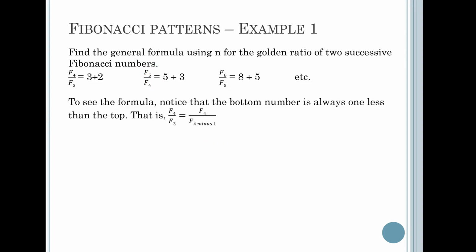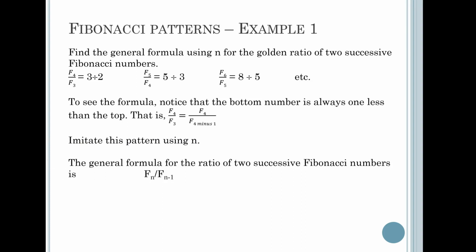So notice that the bottom number is always 1 less than the top number, right? So pause the video for a second and think, if I let this top one be N, what would the bottom one be? You might want to write it down. Write down your guess, and imitate it using N. Here we go. The general formula is Fn over Fn minus 1.